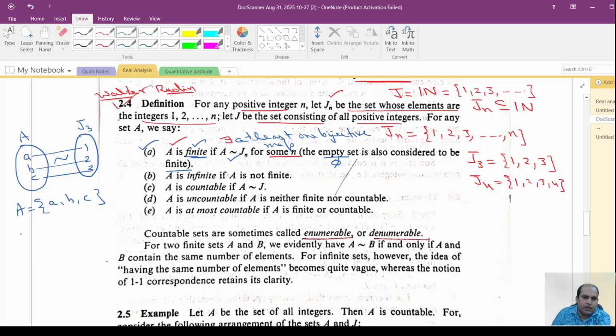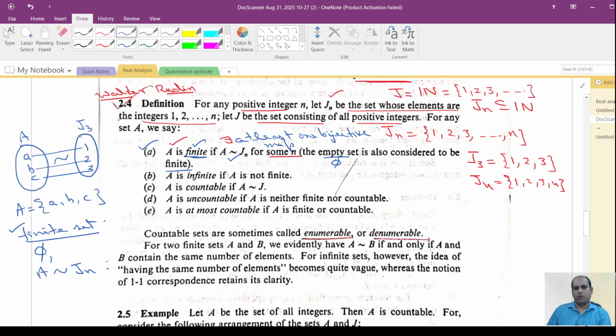So, what type of sets are going to be finite? The empty set, as well as all those sets which are similar to Jn. All these sets we will call finite sets. Next is the infinite set.